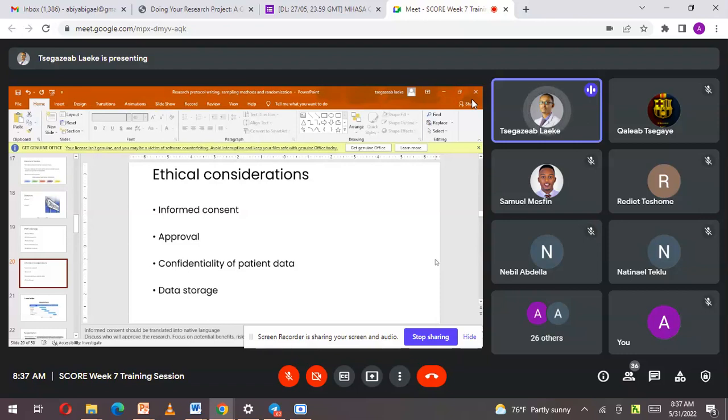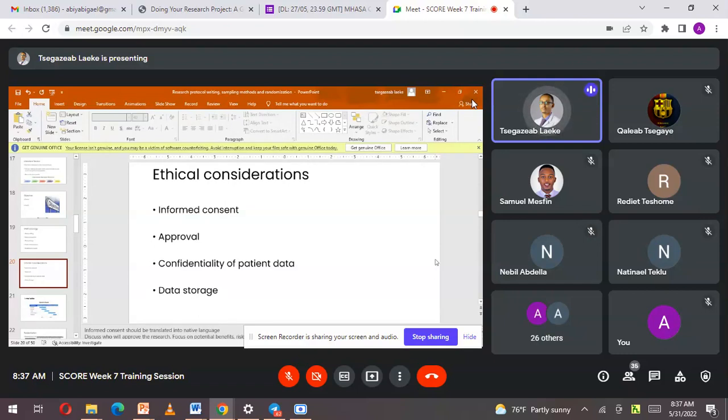And whenever you send your protocols to the IRB, you should also attach the informed consent. It's written in English, and the informed consent should also be translated into the mother language of your study subject. So that's also very important. You don't have to bombard your study subjects with medical jargon. So you have to really explain all about the research at the level of their understanding.